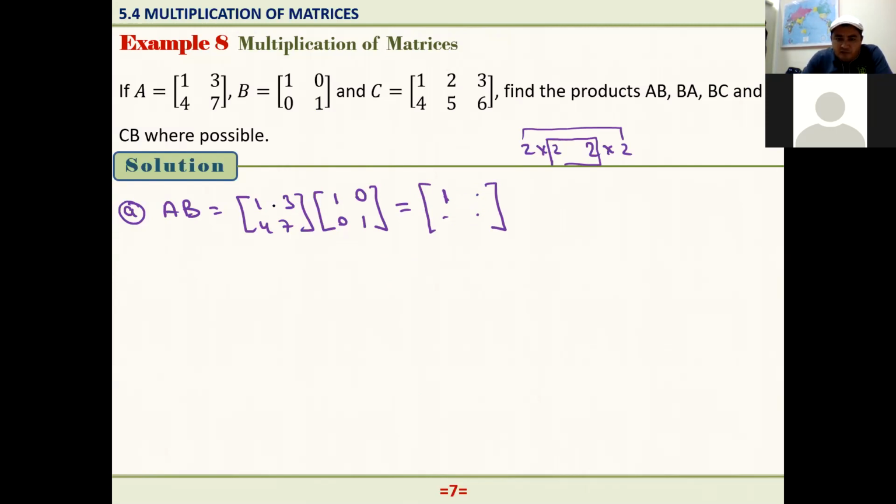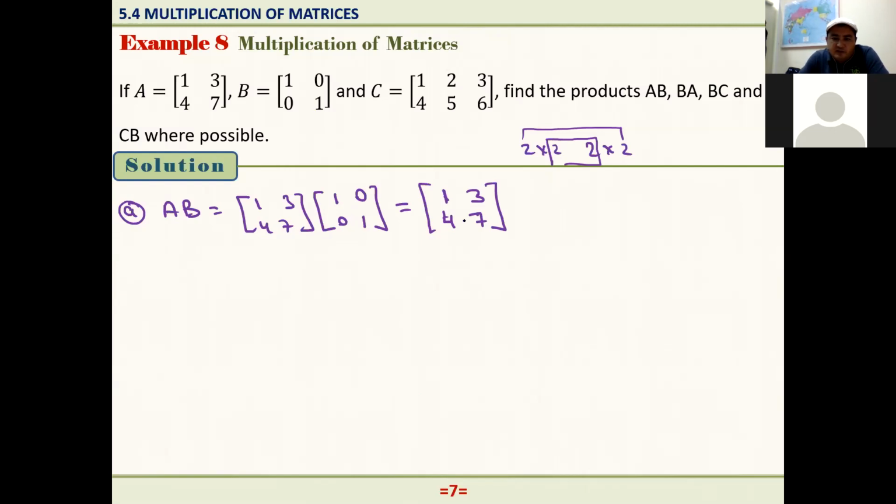Now for the first row and second column, we multiply the first row by the second column. 1 times 0 is 0, 3 times 1 is 3. The sum is 3. Now we are done with the first row. How about the second row? To write the entries of the second row, we multiply the second row by each column. 4 times 1 is 4, 7 times 0 is 0, that's equal to 4. And 4 times 0 is 0, 7 times 1 is 7, that's equal to 7.